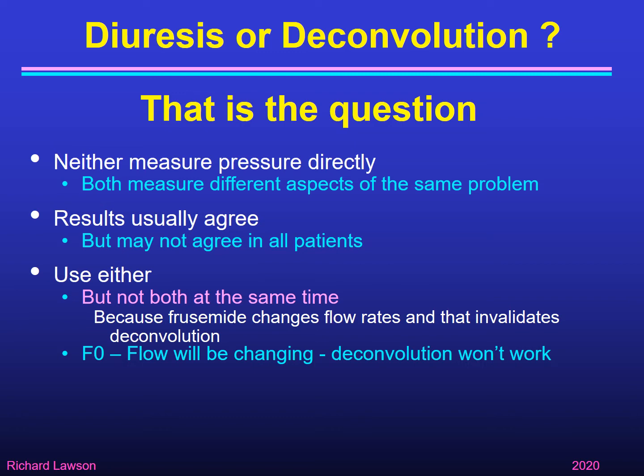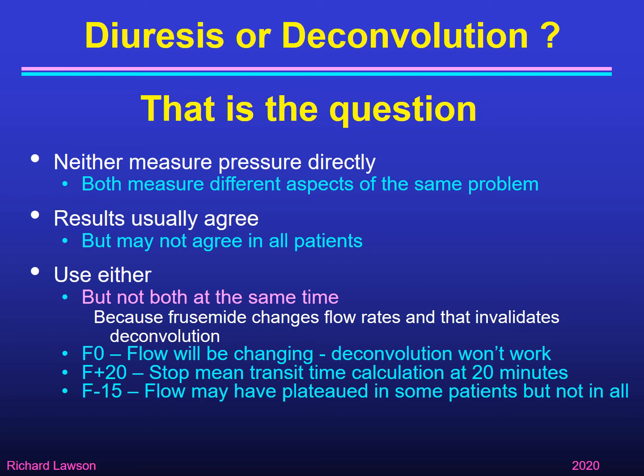Now if you use F0, where we administer frusemide right at the beginning of the renogram, clearly the flow rate will be changing throughout the renogram, so deconvolution won't work with F0. If you use F+20, where frusemide is given 20 minutes after the start of the renogram, then the first 20 minutes will be okay, but you must stop the calculation of transit time after you've given frusemide. So you can't use the data beyond 20 minutes, which means that the estimate of the transit time may be underestimated.